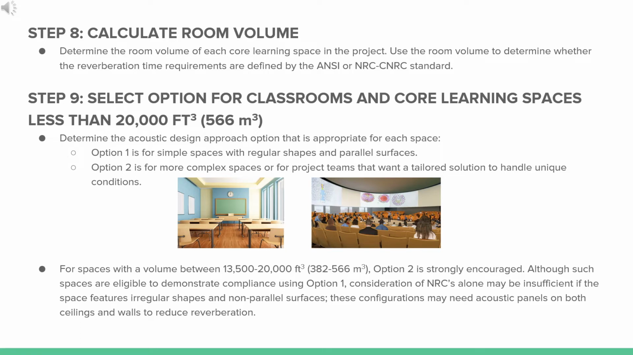For spaces with a volume between 13,500 and 20,000 cubic feet, Option 2 is strongly encouraged. Although such spaces are eligible to demonstrate compliance using Option 1, consideration of NRCs alone may be insufficient if the space features irregular shapes and non-parallel surfaces. These configurations may need acoustic panels on both ceilings and walls to reduce reverberation.